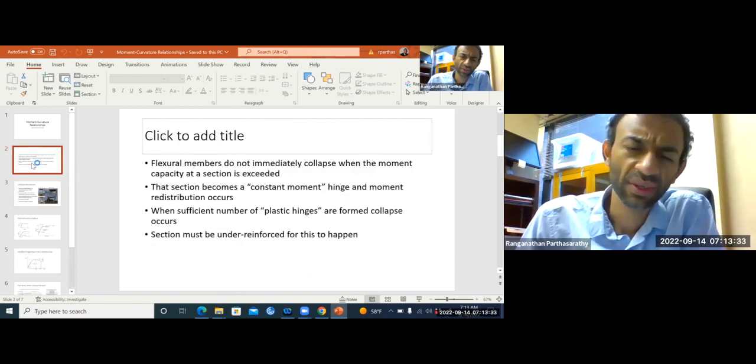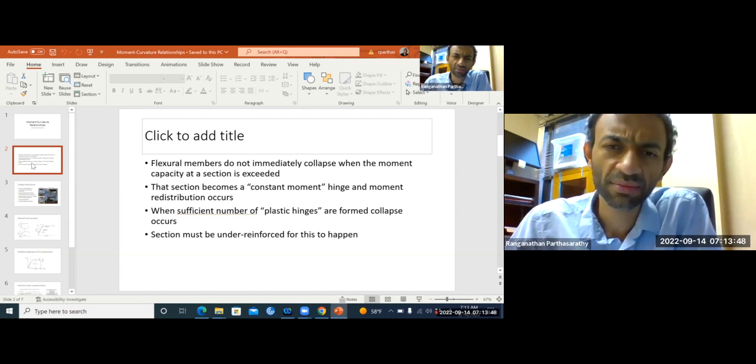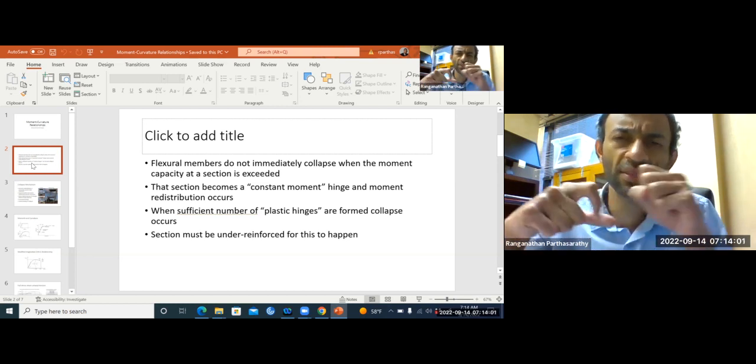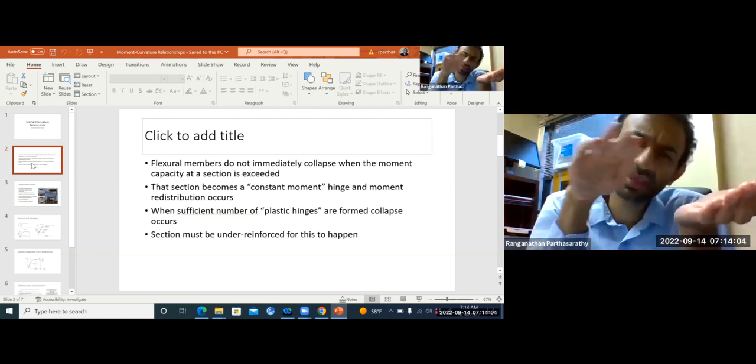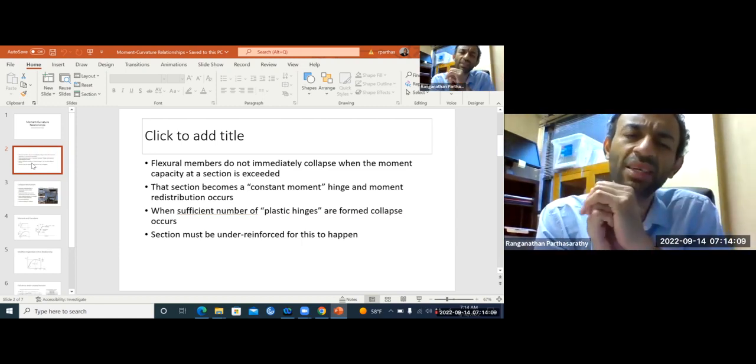So when you have flexural members, as you see, when your moment capacity is exceeded, they don't immediately just collapse, as you saw the under reinforced beam. What happens at this section is you get a constant moment hinge. That means at that particular section, you already reached whatever maximum moment you can carry, and it cannot carry any more moment. However, the steel is yielding, so it can maintain that moment and it can keep deforming. So it's like a plastic hinge.